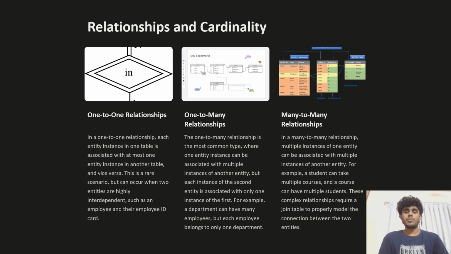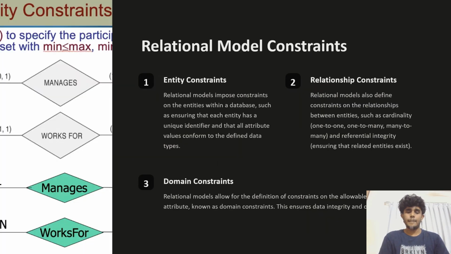Many-to-many relationships. In a many-to-many relationship, multiple instances of an entity can be associated with multiple instances of another entity. For example, a student can take multiple courses and a course can have multiple students. These complex relationships require a join table to properly model the connection between the two entities.